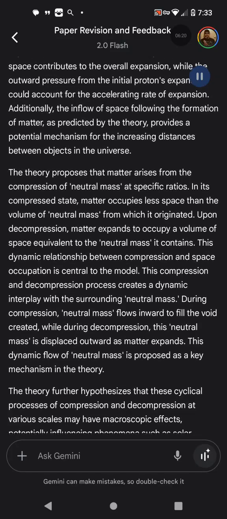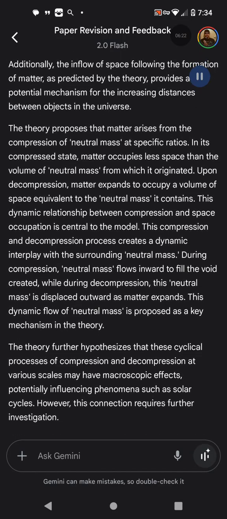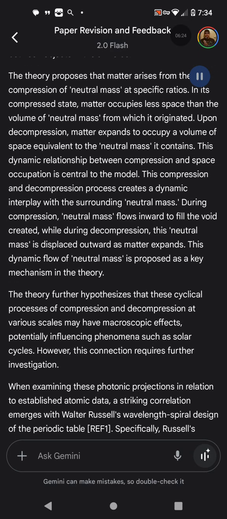This compression and decompression process creates a dynamic interplay with the surrounding "neutral mass." During compression, neutral mass flows inward to fill the void created, while during decompression, this neutral mass is displaced outward as matter expands. This dynamic flow of neutral mass is proposed as a key mechanism in the theory. The theory further hypothesizes that these cyclical processes of compression and decompression at various scales may have macroscopic effects, potentially influencing phenomena such as solar cycles. However, this connection requires further investigation.